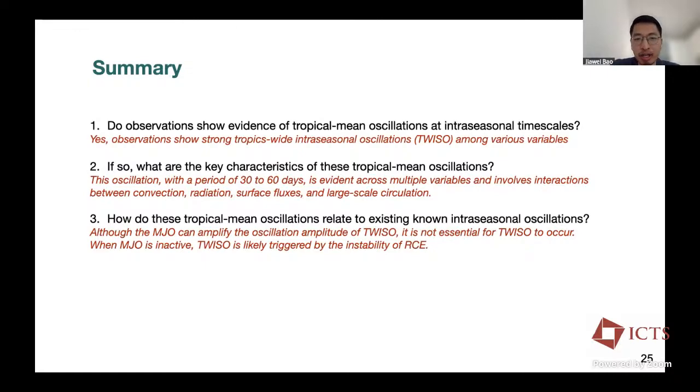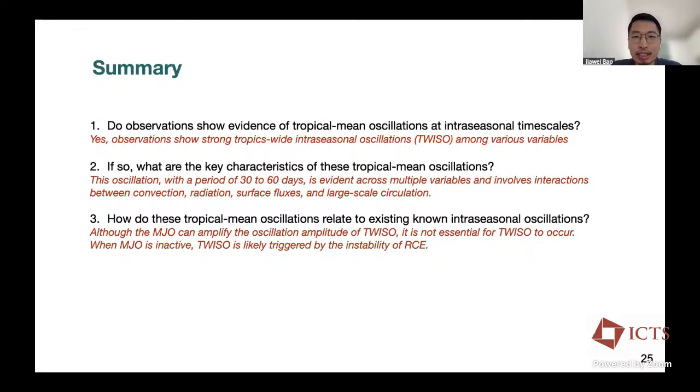And finally, how does this tropical mean oscillation relate to the existing known intra-seasonal oscillation? So we found that the MJO can amplify the oscillation amplitude of the TIFR, but it doesn't seem to be essential for TIFR to occur. And we hypothesize when the MJO is inactive, TIFR is likely triggered by the instability of the tropical climate system, which resembles the instability of radiative convective equilibrium, RCE, in idealized modeling. So that's basically a summary of the talk.